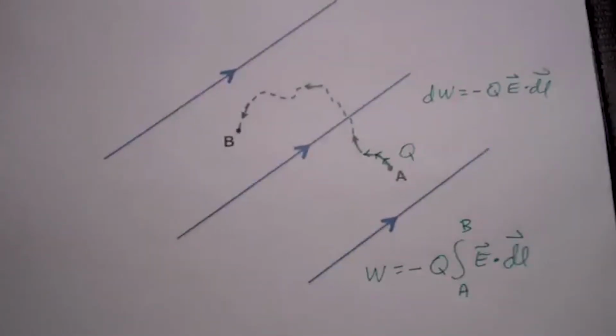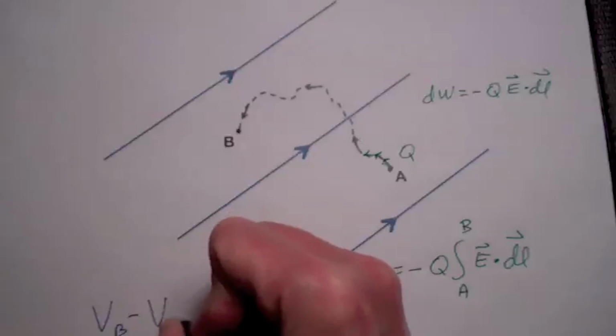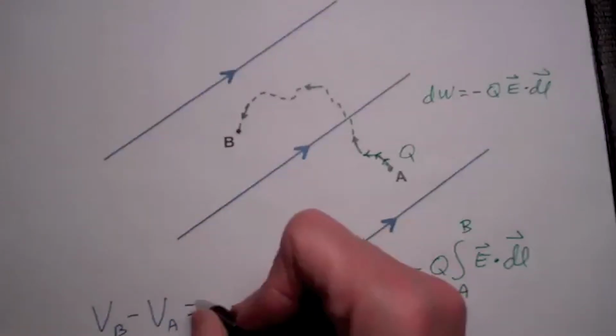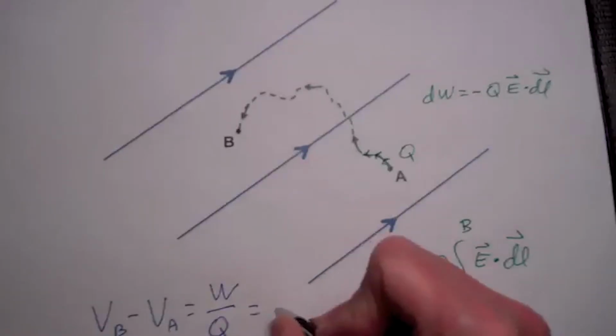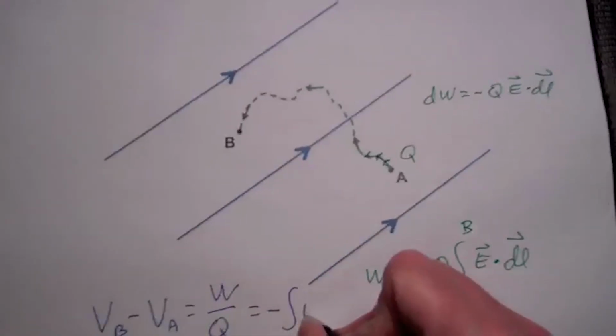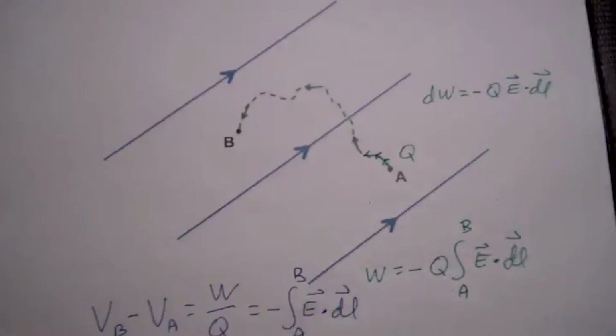Now, potential is the amount of work that is done if you're moving 1 coulomb of charge. So the potential difference between points B and A will be the amount of work divided by Q, or minus the integral of E dot dL from position A, your initial position, to position B, the final position.